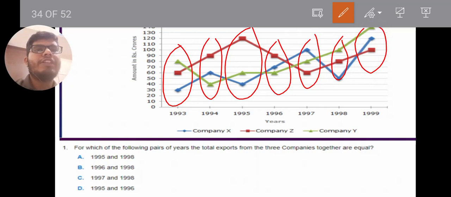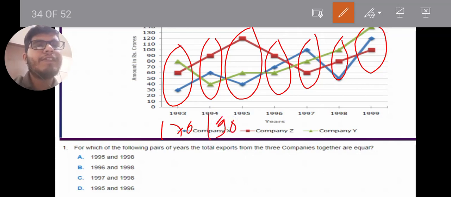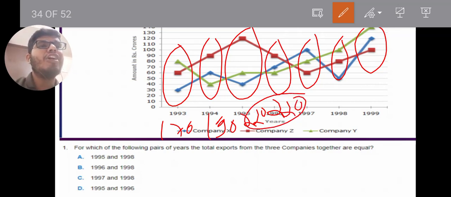For the year 1993, that will become 170. For the year 1994, you know that is a 40, 60 and 90. So that will become 190. For the year 1995, that is 220. For the year 1996, also that will be 220. So we will see whether other 2 years also have the same.